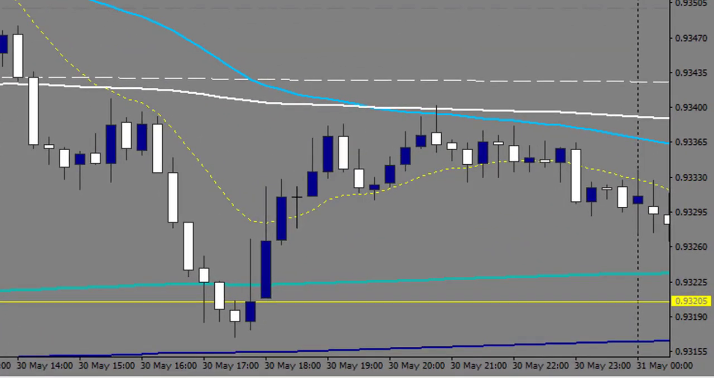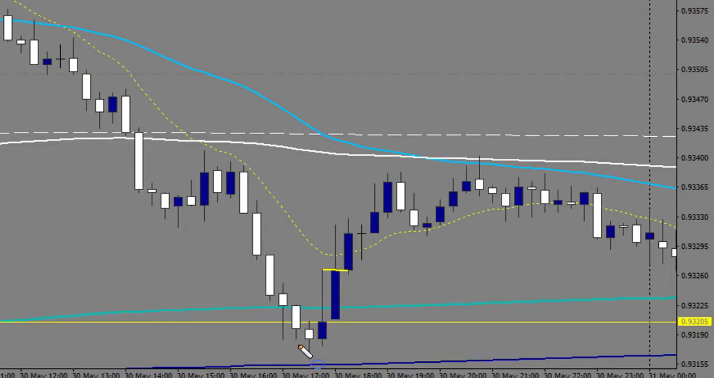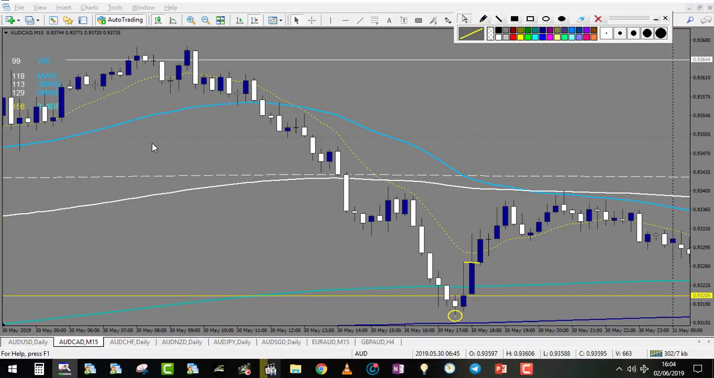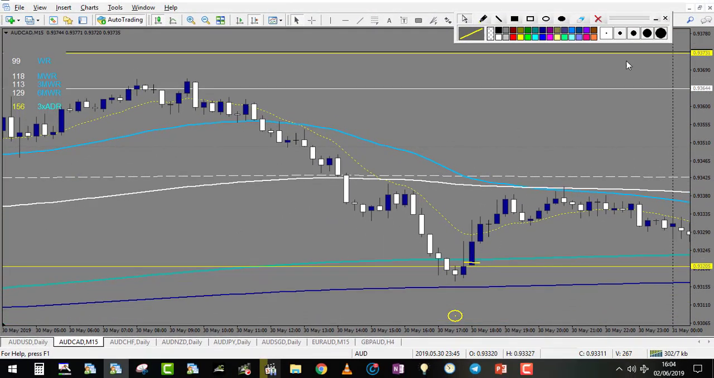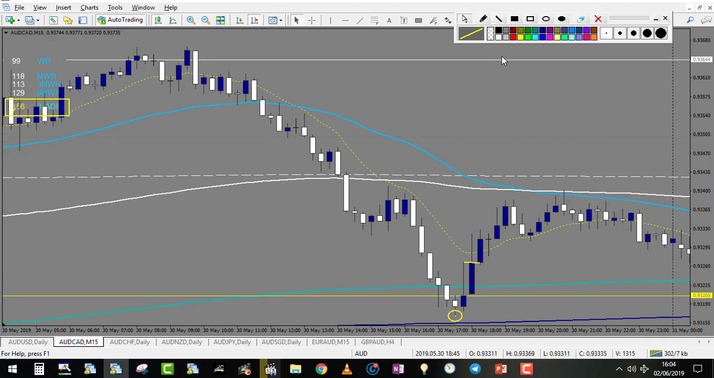Our rejection is validated when this candle closes right here. So when this closes, you will take the extreme right here, and you will remove the 3 times ADR value, which is right here, 156 pips. So it will be 1.5 pips. The bottom plus the spread. So let me check. The bottom is right here and 1.5 pips make it right here. That would be the entry for this specific pair.